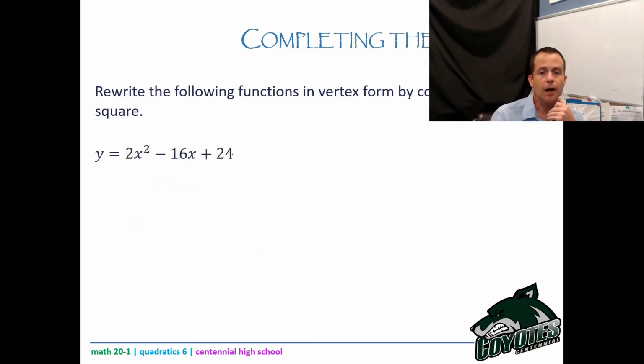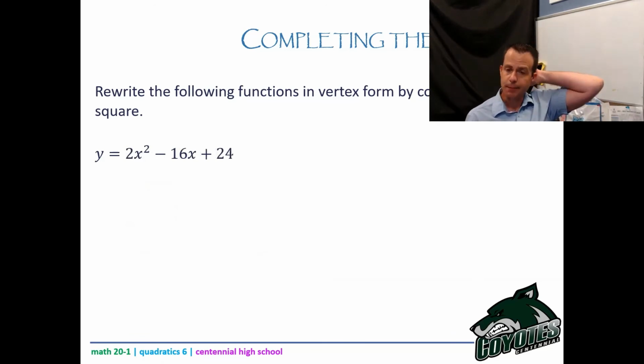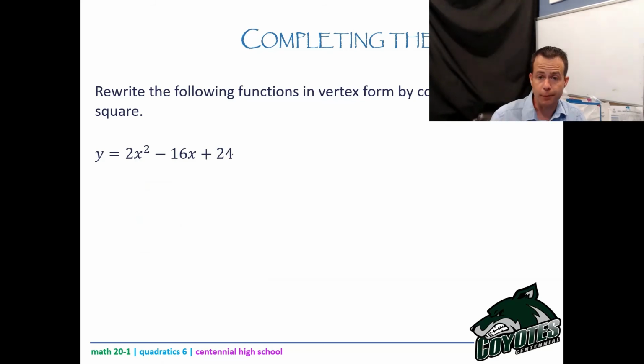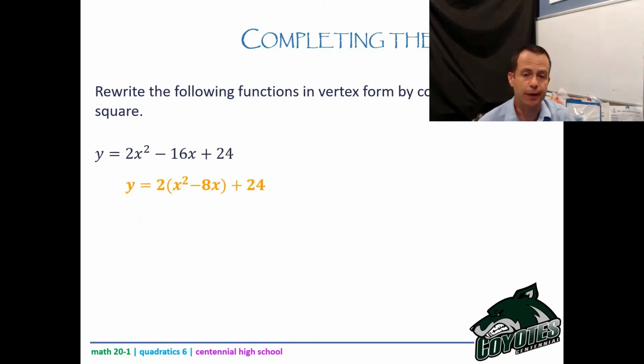Okay. All right. 2x squared minus 16x plus 24. So I've got to factor the 2 out of the first two terms. That's going to leave me with x squared minus 8x in brackets. I need to create my perfect square trinomial, so I have to half negative 8 and square it. Half of negative 8 is negative 4. Negative 4 squared is 16. So I'm going to add 16 and I'm going to subtract 16, right? I'm always adding and subtracting so I don't change the balance of the equation.